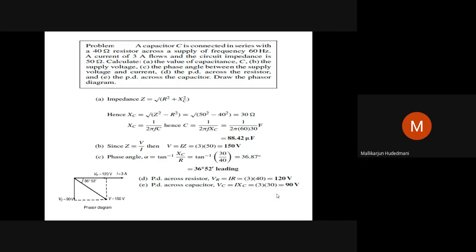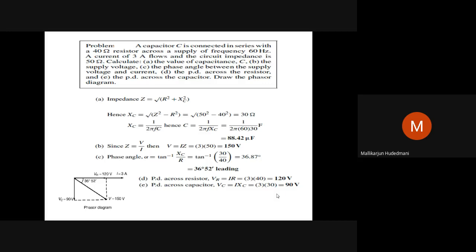Therefore, what is to be done? RC series circuit, a rough sketch you please draw. Then C is unknown, R is known as 40 ohm. Supply frequency is given as 60, not the voltage. Voltage you have to get. Then current flowing in the circuit is 3 ampere. Now total impedance is given as 50. Given 50 ohms and given a 40 ohm resistor, is it not possible to get XC?